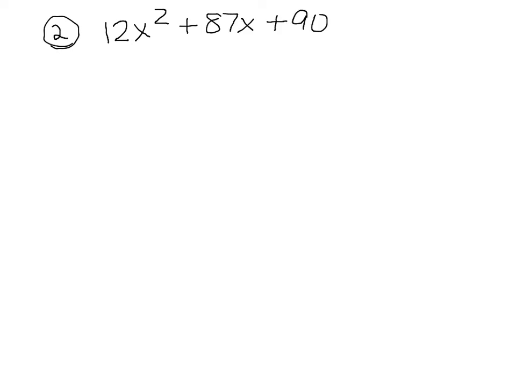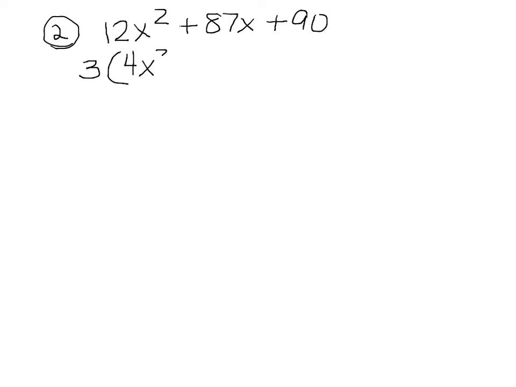Okay, now let's take a look at this problem. 12x squared plus 87x plus 90. And I want to factor this. So when I look at this to see if they have anything in common, I notice, oh, that's divisible by 3. 87 is divisible by 3 because 8 plus 7 is 15. 15 is divisible by 3. And 90, of course, is divisible by 3. So I'm going to take a 3 out. I can't take an x because this last term does not have an x, so I can't take the x out.